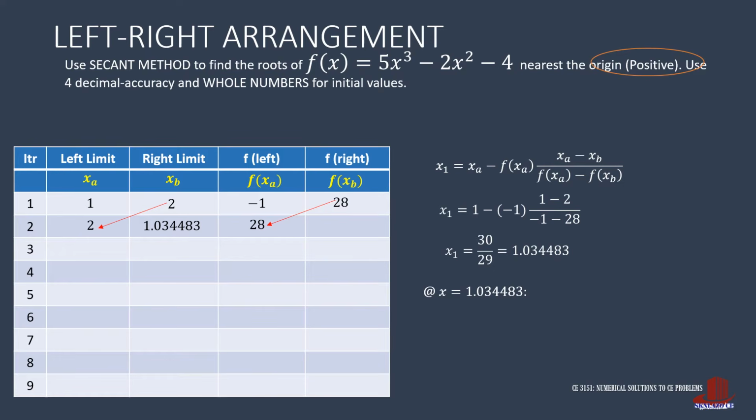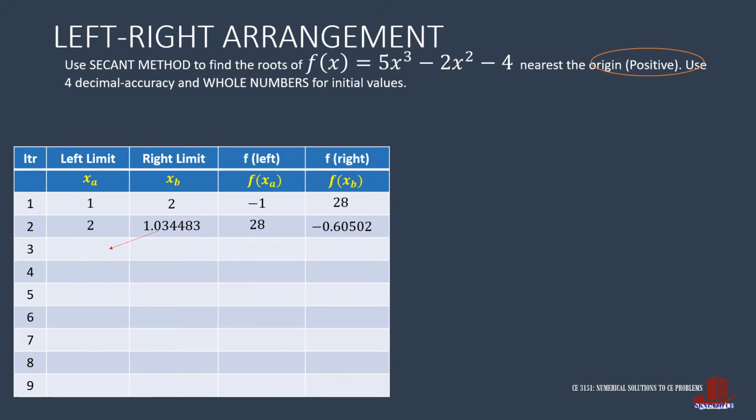The function of xb is then computed using the equation, that is 5 of 1.034483 cubed minus twice of 1.034483 squared minus 4, which becomes negative 0.60502.